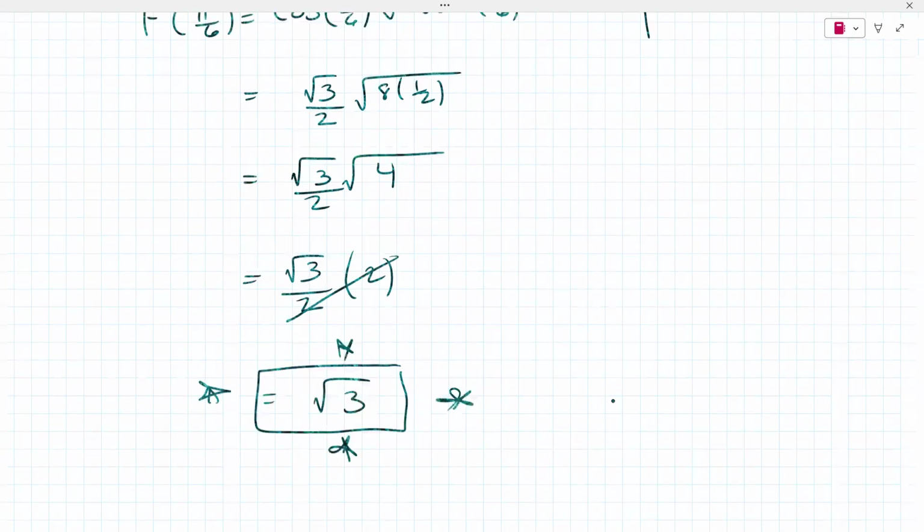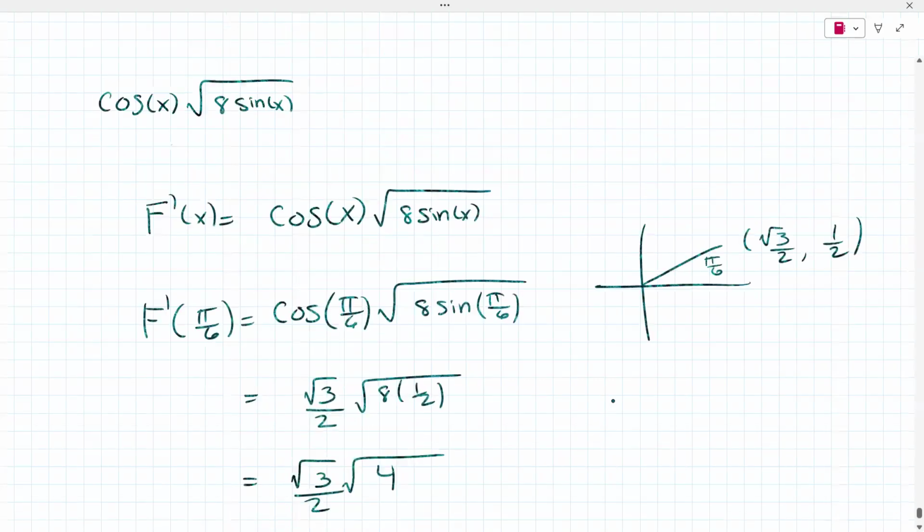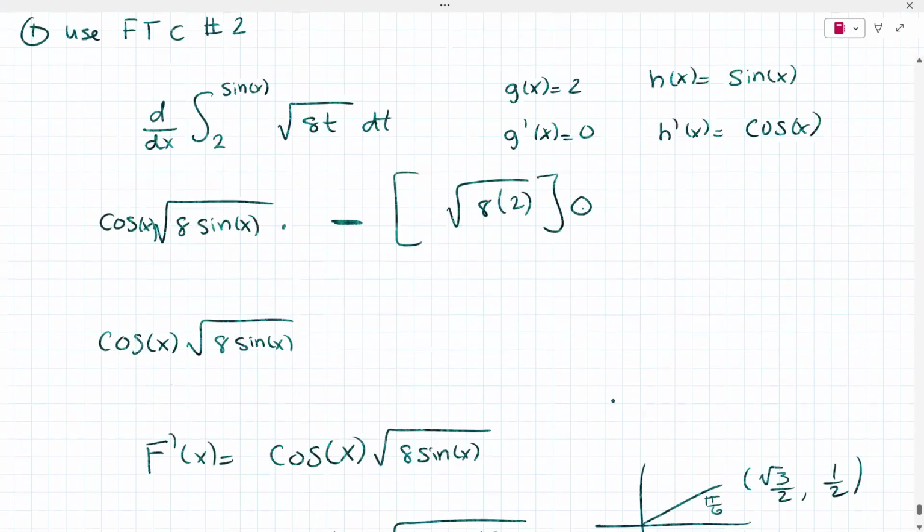Don't you agree that the fundamental theorem part 2 is much easier than FTC number 1? I agree. Okay, so that's basically the fundamental theorem. There's a part 1, part 2. You decide which one you prefer. I'm going to stop here.